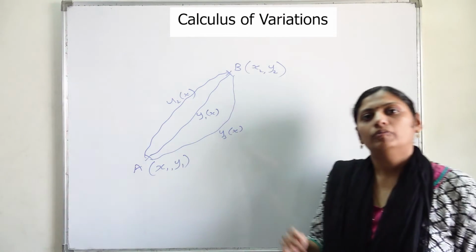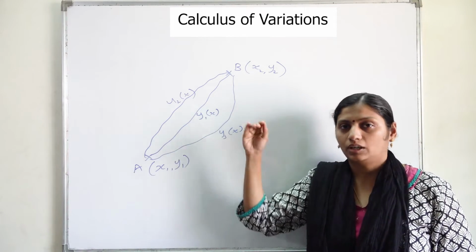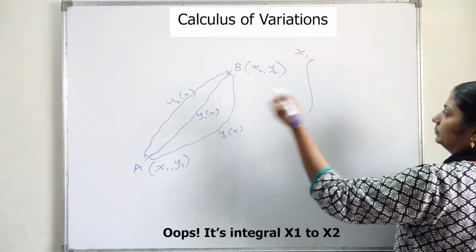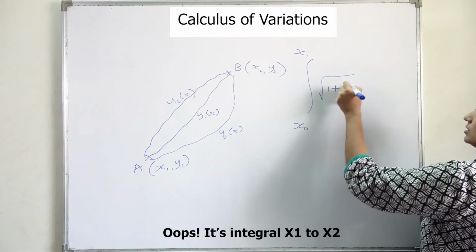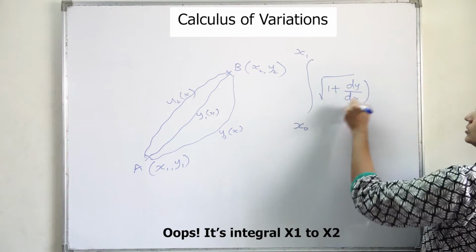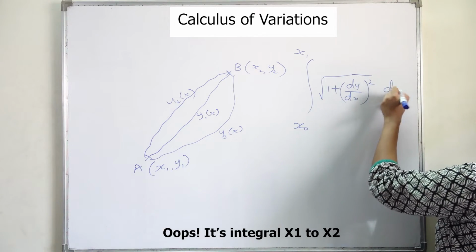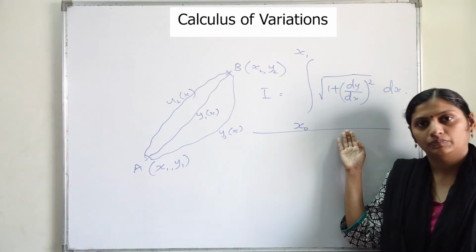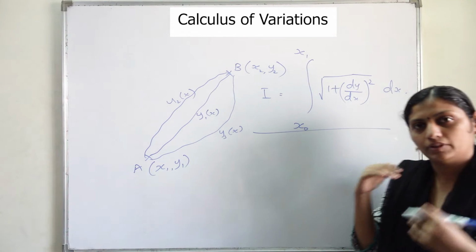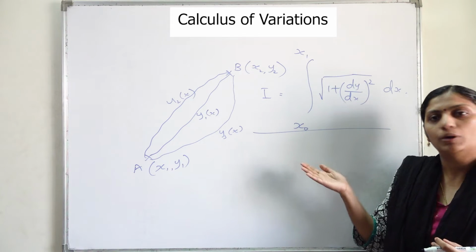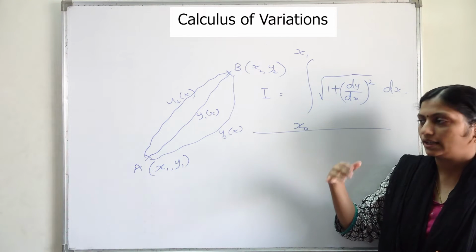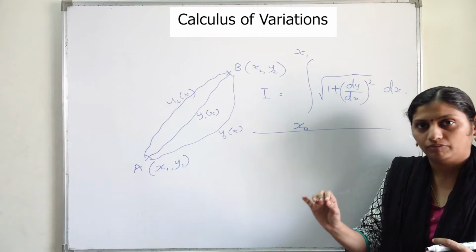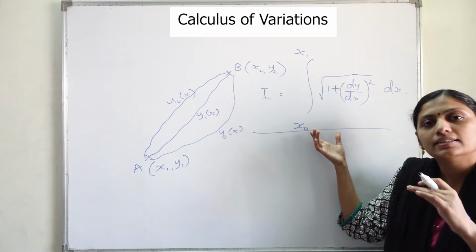Now, what is the arc length between these two points? The arc length is given by integral x0 to x1 root of 1 plus (dy by dx) the whole square dx. Now this is an example for a functional. And in calculus of variation, our aim is to find the maxima or minima of this particular functional. Or in other words, my aim is to find out the curve y of x in which this arc length is minimum.